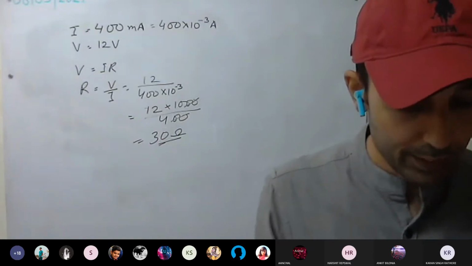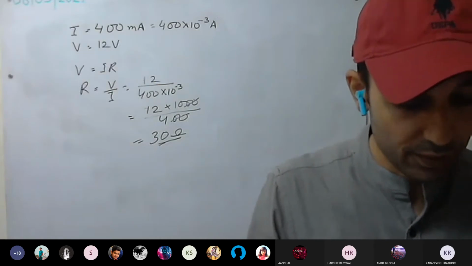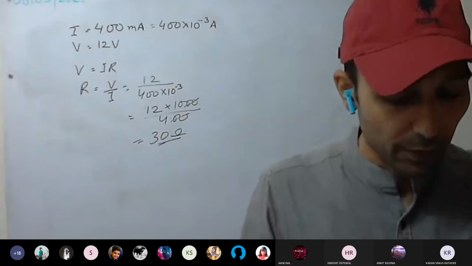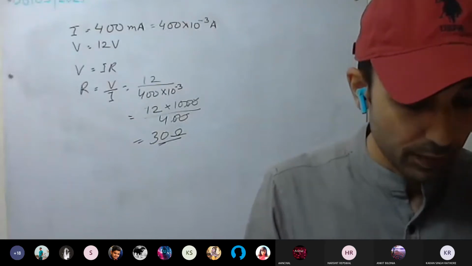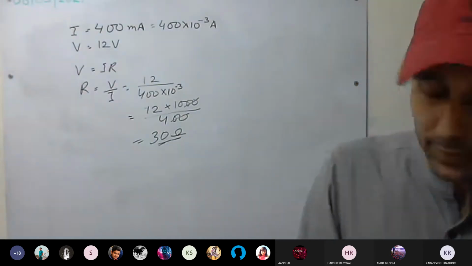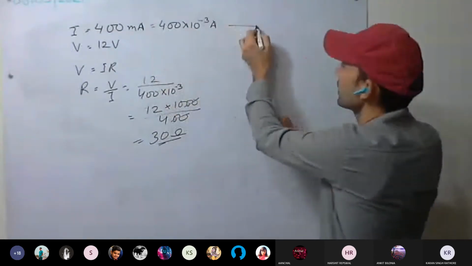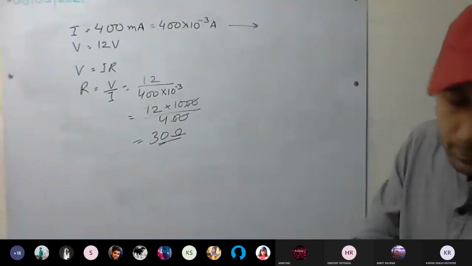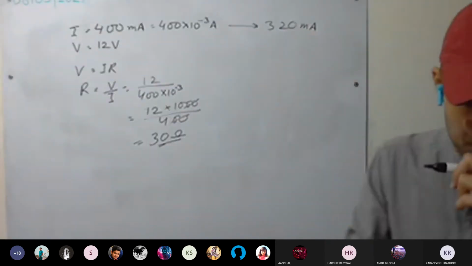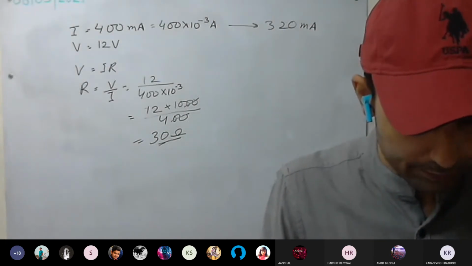Okay, do the second part. If the music system is left playing for several hours, finally the battery voltage drops and the music system stops playing when the current drops to 320 milliamperes. So with time the battery voltage drops and the current reduces to 320 milliamperes. At what battery voltage does the music system stop playing?